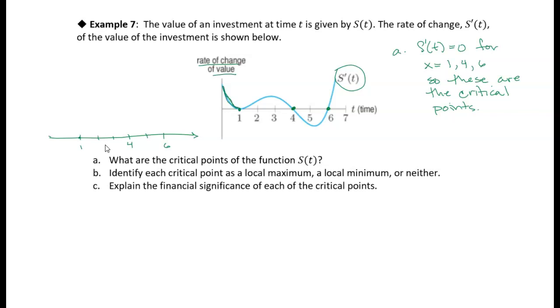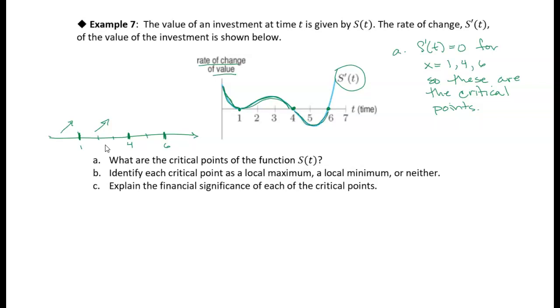Between 0 and 1, the derivative is positive, so to the left of 1 it's an increasing function. It's also positive between 1 and 4, since it's above the t-axis, so it's still increasing between 1 and 4. The only place where it's negative is between 4 and 6.